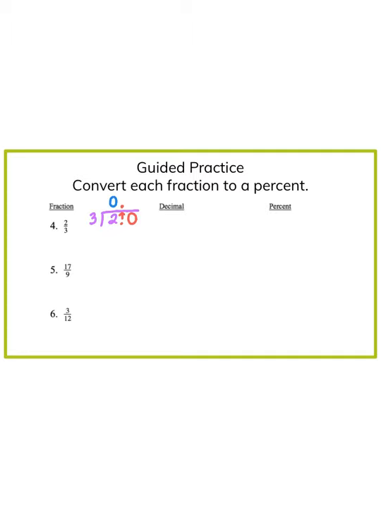3 can go into 20 6 times. 3 times 6 is 18. When I subtract 18 from 20, I'm left with a remainder of 2. I need to have a remainder of 0 in order for my division problem to be done. So I need to add another 0 to my dividend and bring it down.